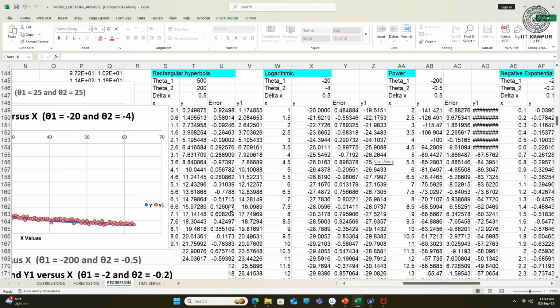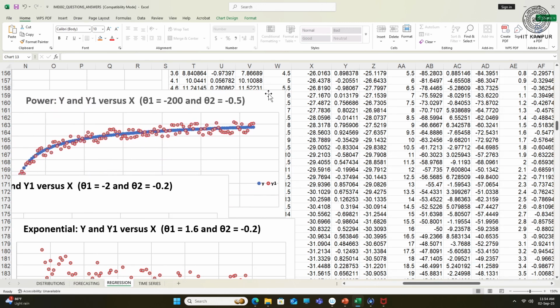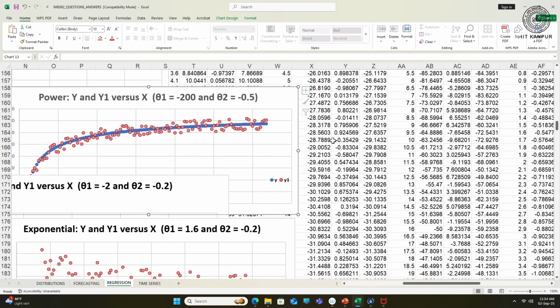So, I consider the power equation. Let us take out the power. Yes, this is the graph. I have saved everything in the Excel sheet, and when it is shared with you, you will understand.